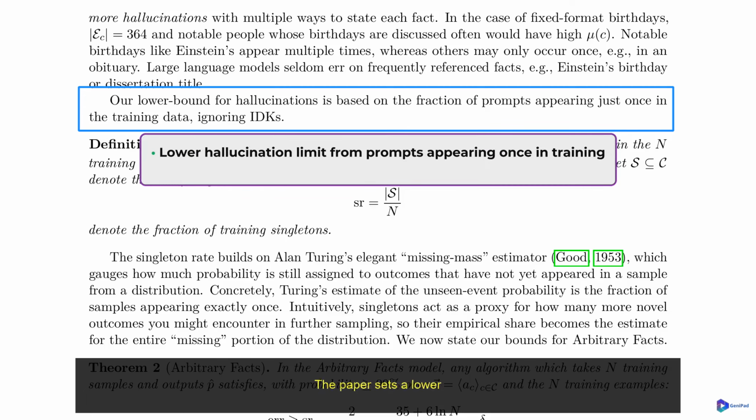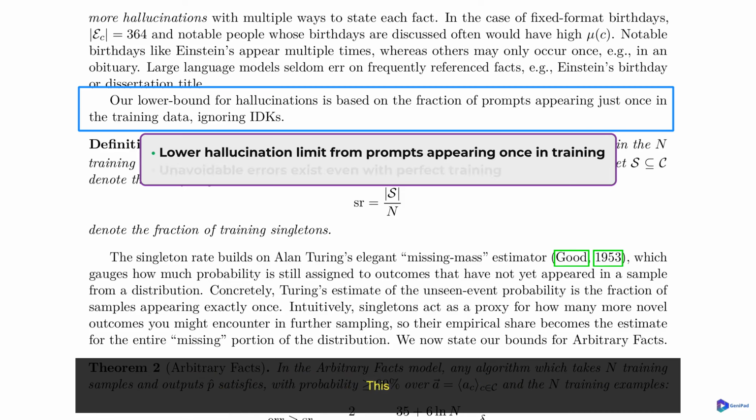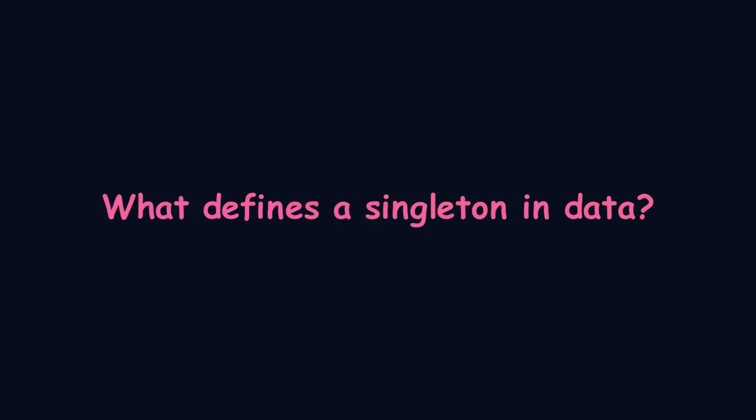The paper sets a lower limit for hallucinations based on how many prompts in the training data appear only once, ignoring cases where the model says it doesn't know. This means that even with perfect training, some errors are unavoidable because of these rare prompts.